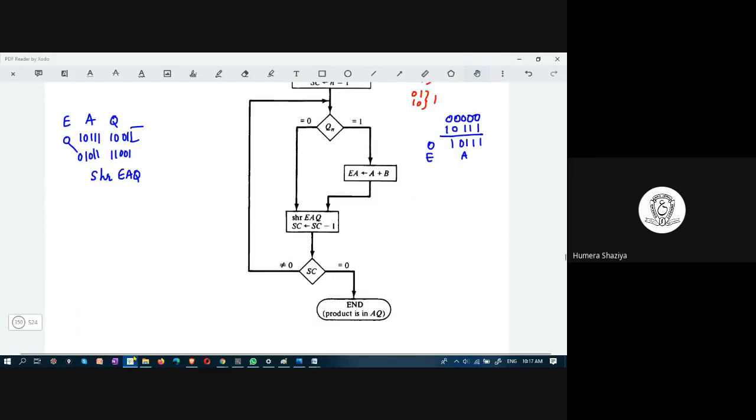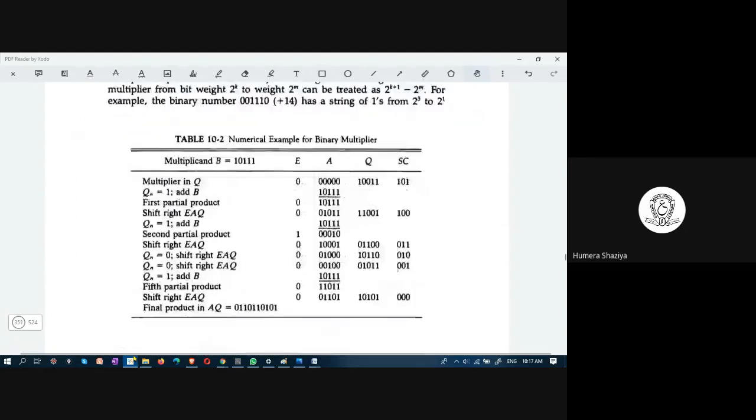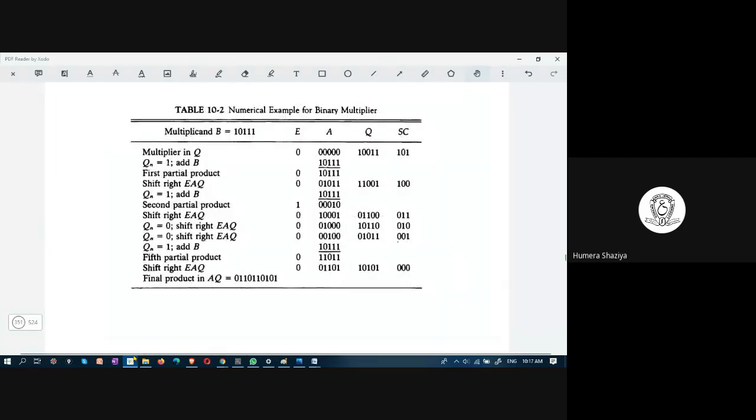What is Qn? There is a numerical example given here. Multiplicand B equal to this number. What is this number? Please solve this and tell me what is that number. 23, ma'am. It is 22. 20.